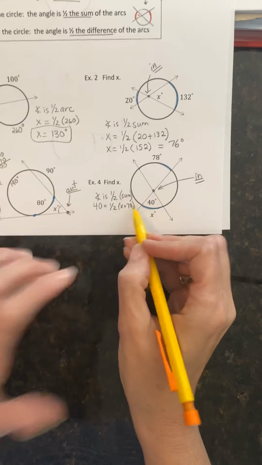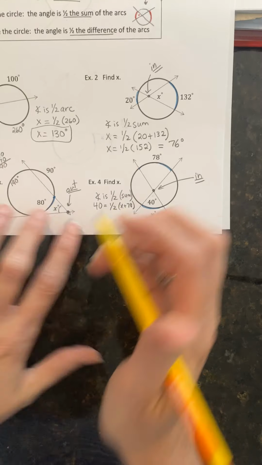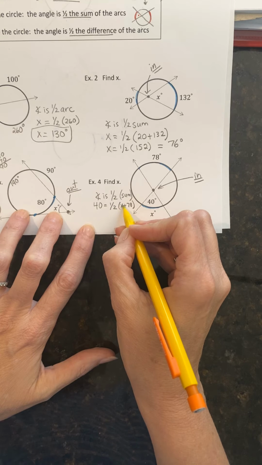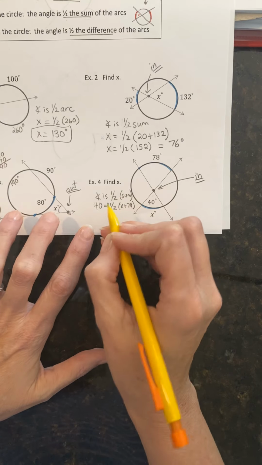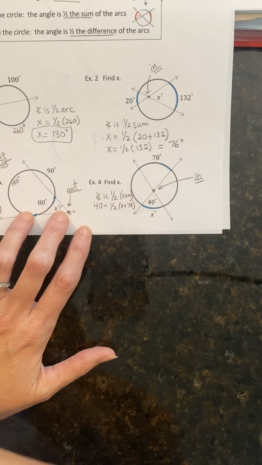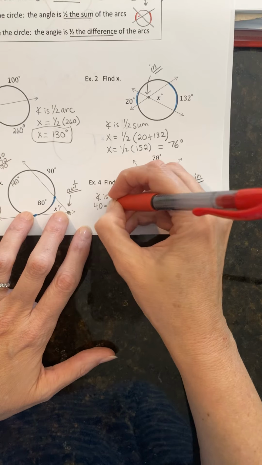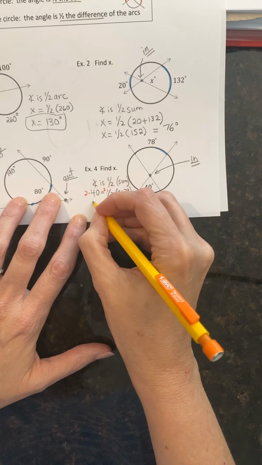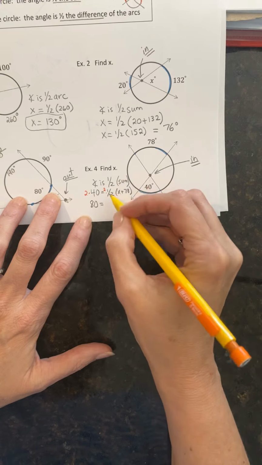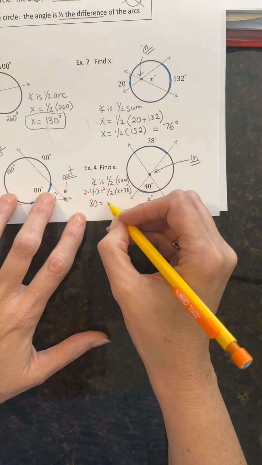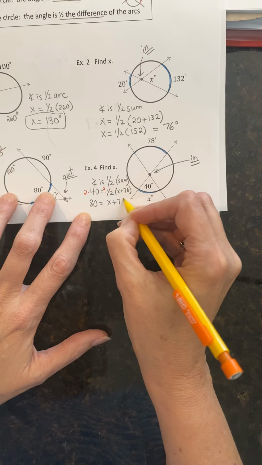Now you can distribute that half if you want to, but if I'm trying to get x by itself, I don't like to put things with the x. So to get rid of the half, I just double it, and you got to double both sides. So to get rid of this half, I double it, and you double the other side, and you have 80 equals, see, that's going to cancel, 2 times a half. Half of 2 is 1. So basically it's just 1 times x plus 78.